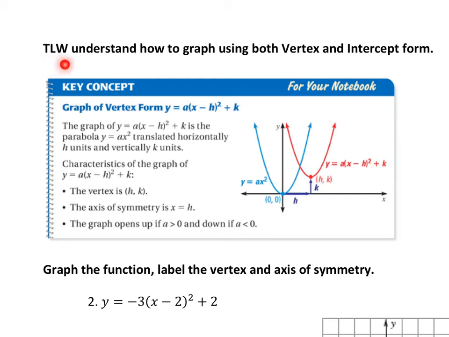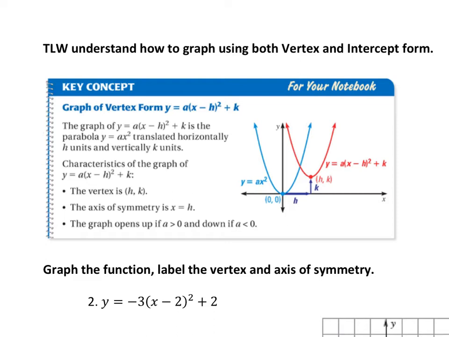Alright guys, today's goal: the learner will understand how to graph using both vertex and intercept form. Graph of vertex form: y equals a(x minus h) squared plus k, where (h, k) is the vertex. And again, the axis of symmetry is x equals h. If a is greater than 0, it opens up. If a is less than 0, it opens down. Okay?